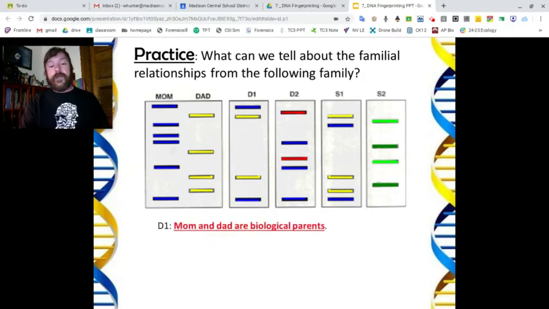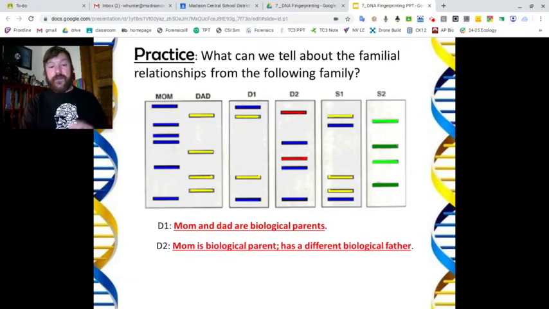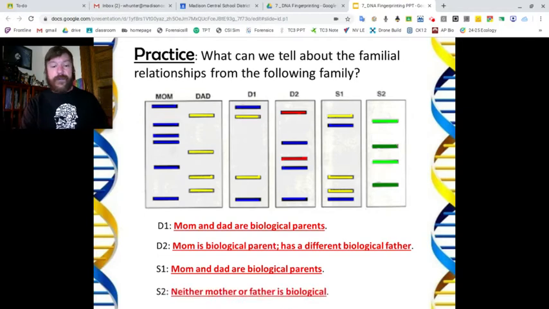So we can look at this and see that in daughter 1, mom and dad are the biological parents. In daughter 2, mom is a biological parent, but has a different father. In S1, same as D1, both are the biological parents. And then in S2, we're not seeing any patterns from mom either. So this is not her son.